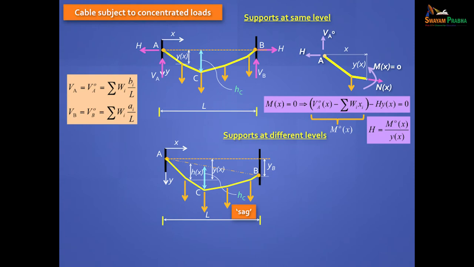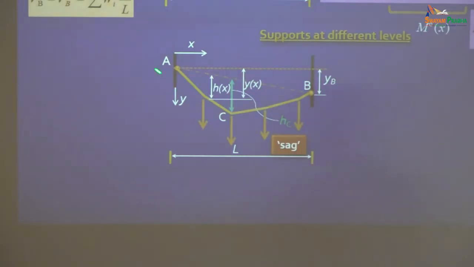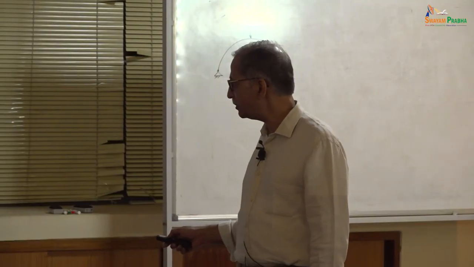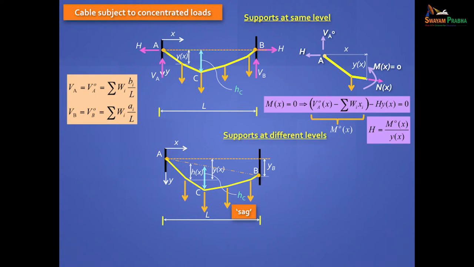Now let's say that this is HC. In fact the sag is always defined in relation to the chord joining the two supports. That's the definition of sag. First you take a reference line joining the two supports. Your y can still be with reference to your axis, but h is with reference to the chord. So h of x is a new term we'll call, and this is called hc.